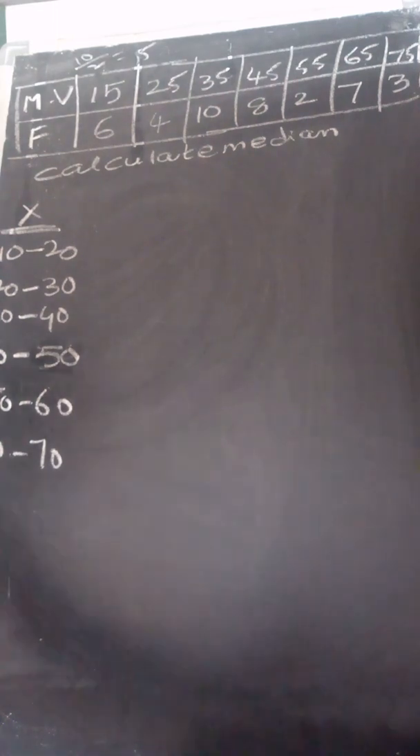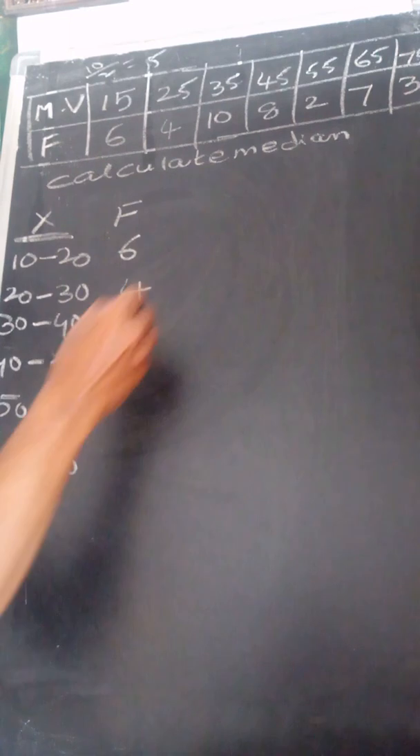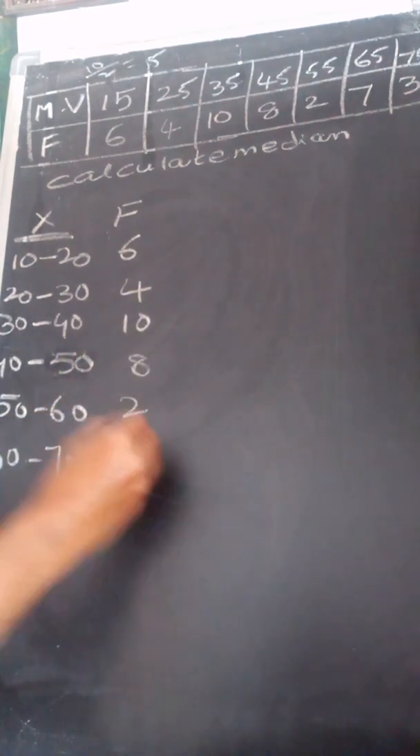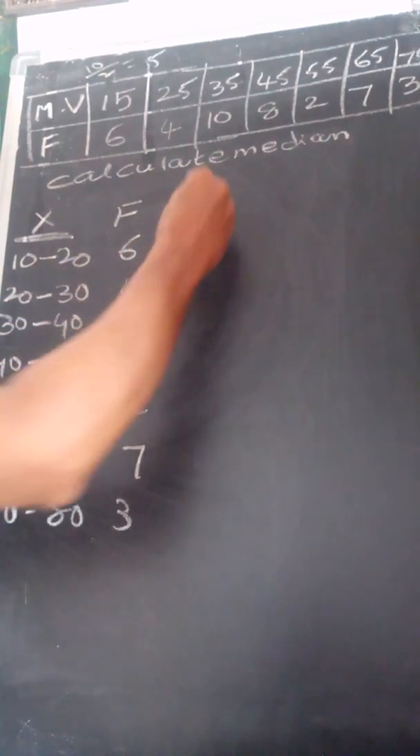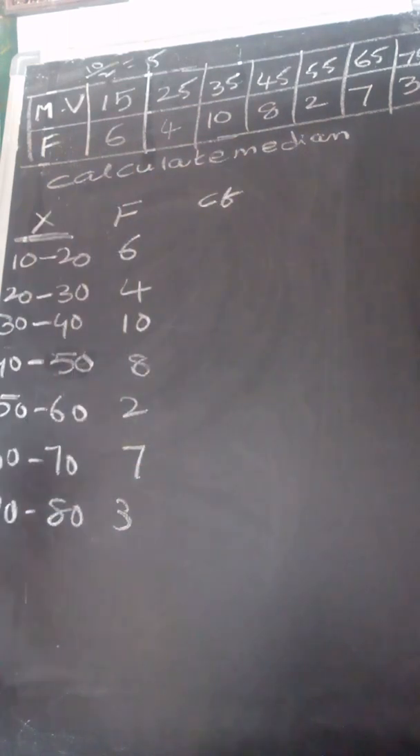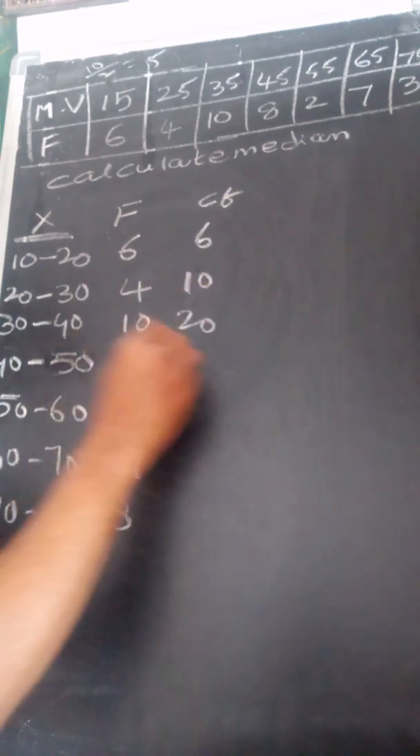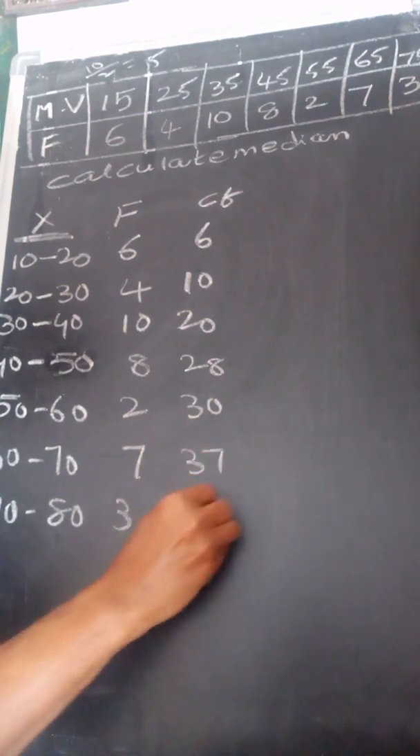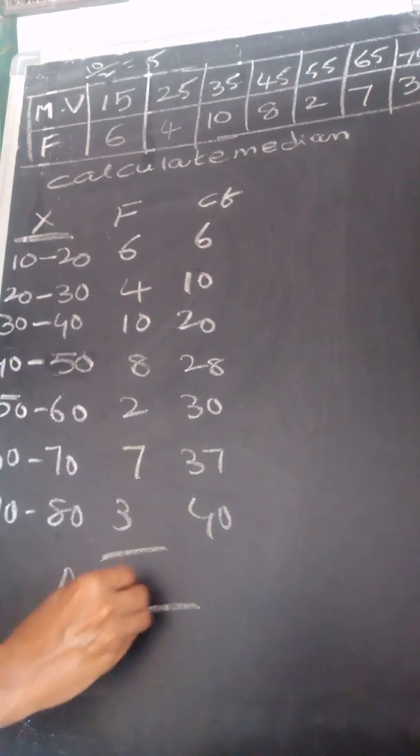Then, my dear students, afterwards we have to write the frequency as it is given: 6, 4, 10, 8, 2, 7 and 3. Now we have to calculate cumulative frequency. 6 plus 4 is 10, 10 plus 10 is 20, 20 plus 8 is 28, 28 plus 2 is 30, 37, 40. My dear students, n is equal to 40.